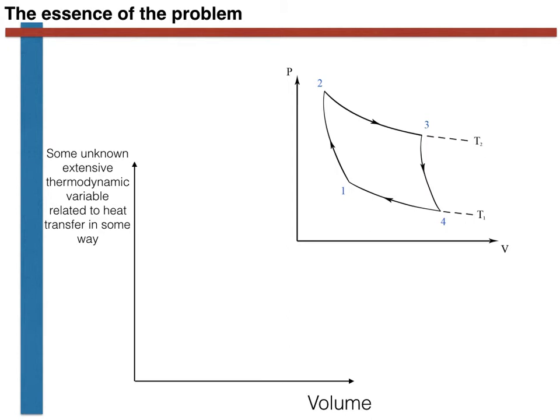Consequently, during the adiabatic expansion stage, shown here, the state of the system changes as shown here. The only thing that happens is that the volume increases. Our mysterious extensive variable that has something to do with the transfer of heat does not change. Similarly, during the adiabatic contraction stage shown here, the only thing that happens to the gas inside the cylinder is that its volume decreases, as shown here. Once again, our mysterious extensive variable that has something to do with the transfer of heat does not change.